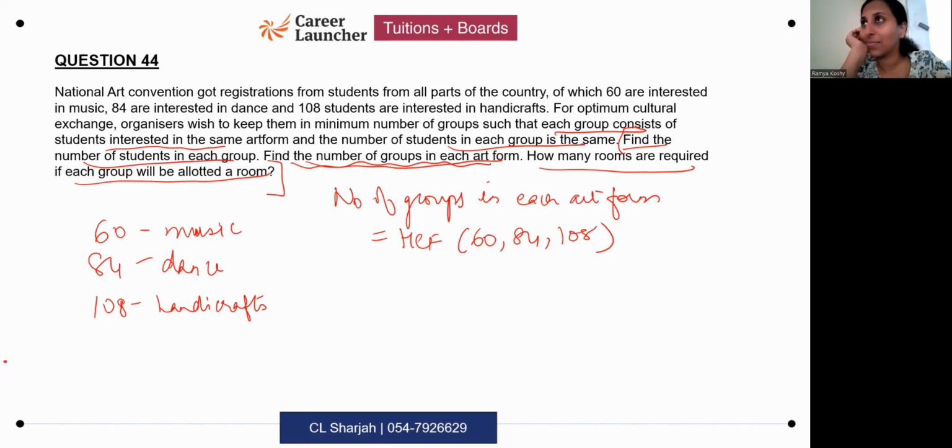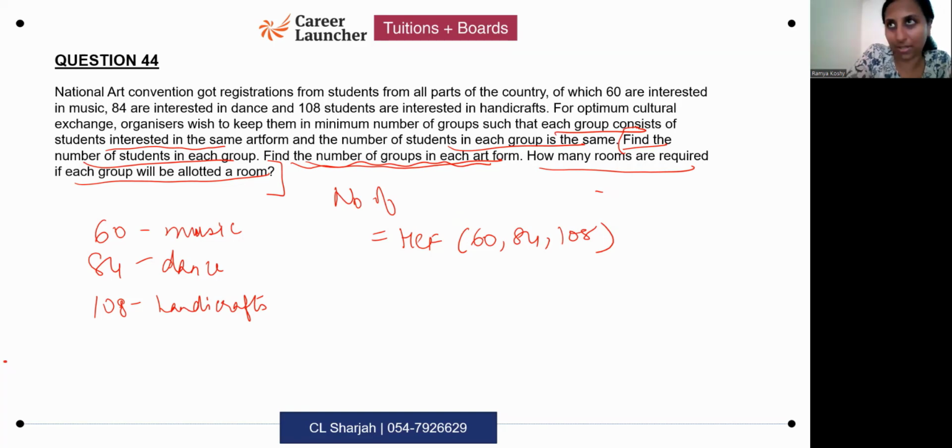Some art forms will have more groups and some will have less. Yeah. No, we are finding the number of students in each group. Each group consists of a number of students. Yeah, correct, you're right. Each group will have the same number of students. I want to form equal sized groups, so that will be the HCF. But the number of such groups will change. Obviously, handicrafts will have the maximum groups. Music will have the least number of groups. So first I'm finding out how many students. So I wrote it, find the number of groups in each art form.